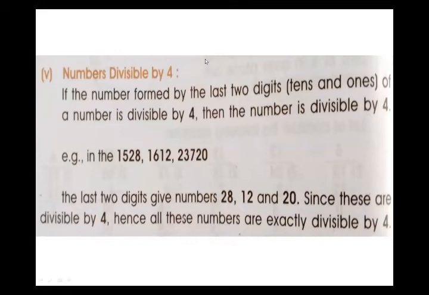For the divisibility of 4, if the number formed by the last two digits, the tens place and the ones place, is divisible by 4, then we say that the number is also divisible by 4. You just recall your memory and you will understand.